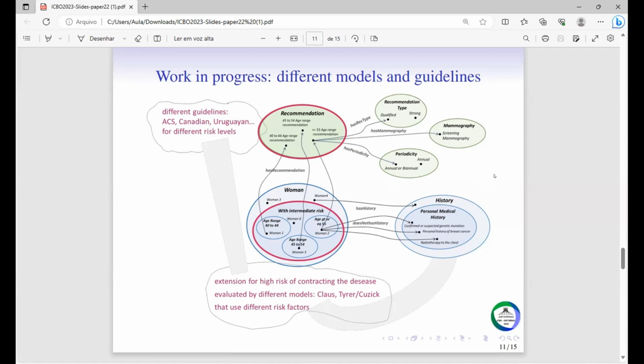Moreover, besides the American Cancer Society recommendation guideline, there exist other guidelines such as the Canadian or the Uruguayan that have their own recommendations, both for medium or high risk levels. Then we want our ontology to represent the different recommendation guidelines for the different risk levels.